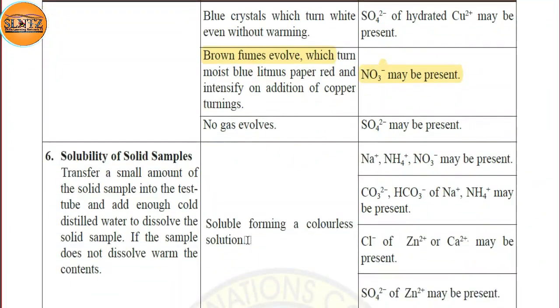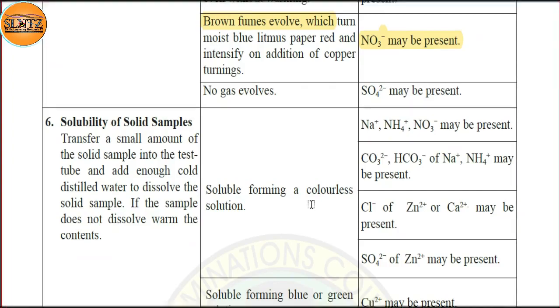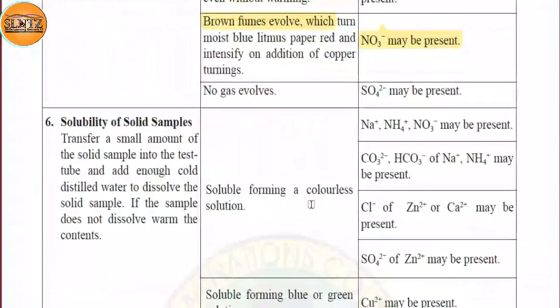Then at the end you have solubility, to dissolve the salt sample X in water. We have it soluble, forming a colorless solution, because our sample is a salt, which is white, and we are going to dissolve it to form a colorless solution, soluble in colorless solution. So what is the expectation of the inference? We have sodium, ammonium and nitrate.